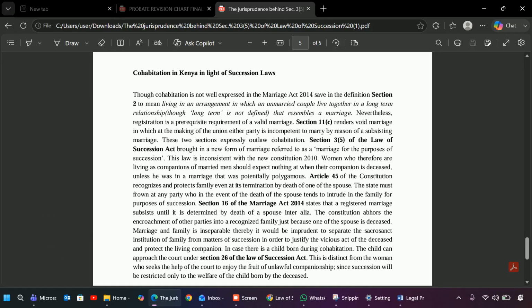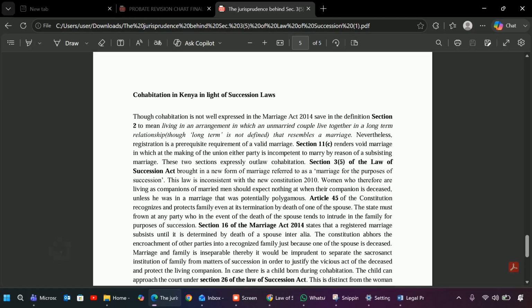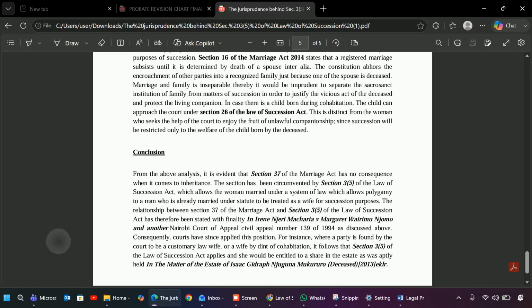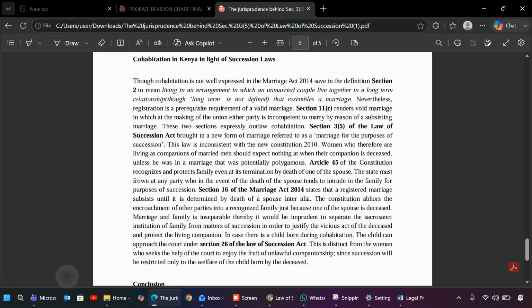What is the cohabitation in Kenya in light of succession courts? That was an obiter to the discussion before this court.